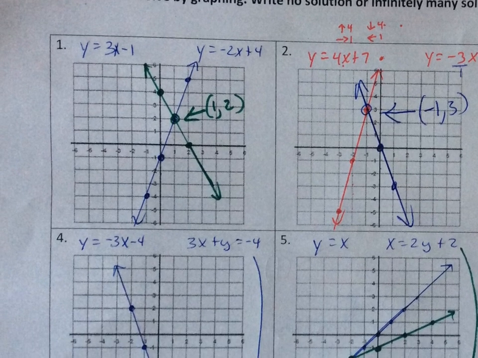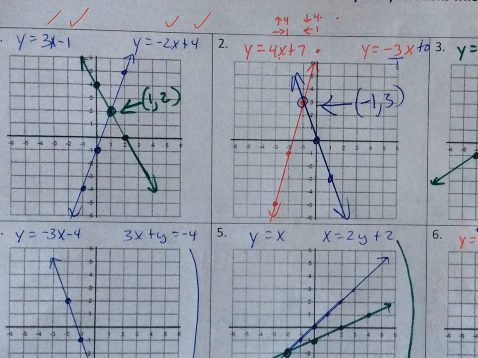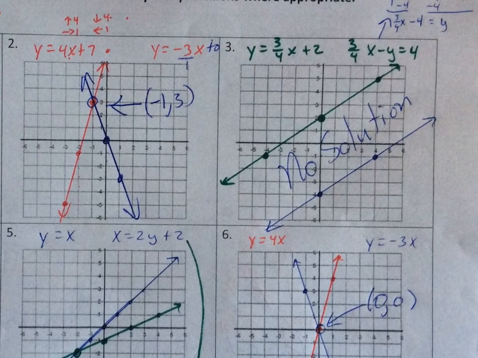page. This is all solved by graphing. Remember, you have to put in the y-intercept and then the slope. Y-intercept, slope. And here are the answers. I'm just going to briefly go through. Alright, number 1, the intersection is at 1, 2. Number 2, the intersection is at negative 1, 3. Number 3, the intersection, well, there is no intersection.